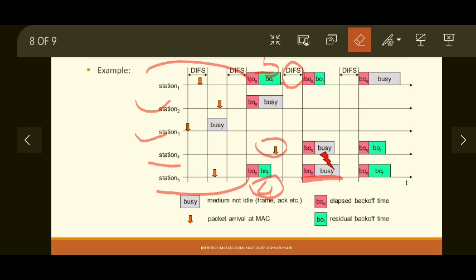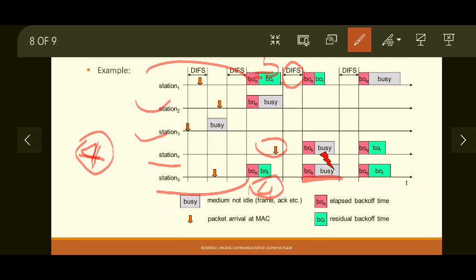Okay, now just a slight modification. We will take station 4 backoff time equal to 4. This remaining is 4. This remaining is 5. Okay, so station 4's elapsed backoff time is 4. Station 5's elapsed backoff time is 2 and remaining backoff time is 4. Station 1's remaining backoff time is 5. So 4 will complete first. This 4 will also complete.